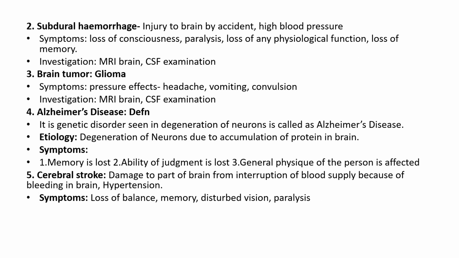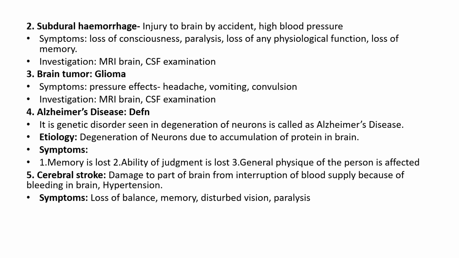Other conditions like subdural hemorrhage, which is injury to the brain by accident or high blood pressure. Symptoms: loss of consciousness, paralysis, loss of any physiological function, loss of memory. Investigations: MRI brain or cerebrospinal fluid examination. Brain tumor, it is glioma, and the symptoms are pressure effects like headache, vomiting, convulsions, and MRI brain or CSF examination is done.